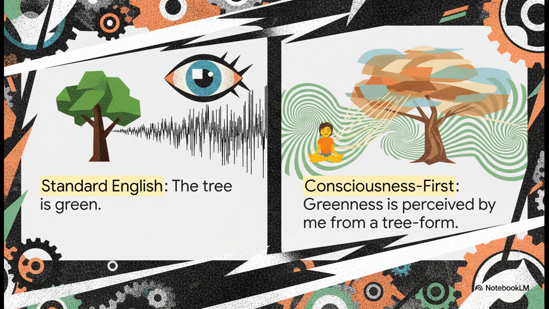That's a statement of absolute fact. But in this new language, it becomes something like, greenness is perceived by me from a tree form. See the difference? It's a report of a personal experience. It recognizes that greenness is a perception, an event happening inside consciousness, not just some property of a dead object.